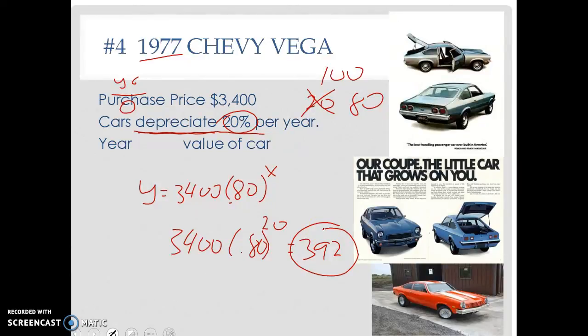And so this is an example of exponential decay, because the value of the car is actually getting smaller. And so it's a decay of 20%, which means it's 20% less than what it used to be. If it was getting smaller by 25% per year, then the growth factor would be 0.75, because that's the value that is left after 1 year.